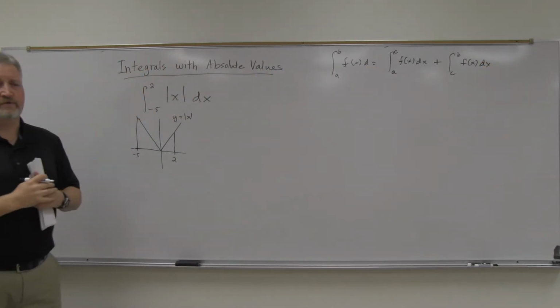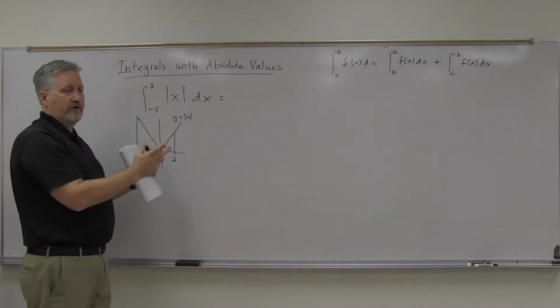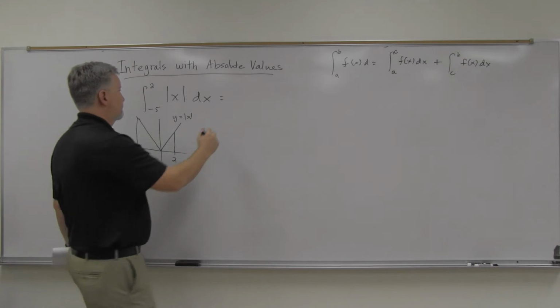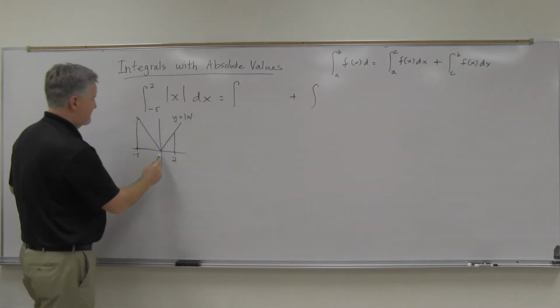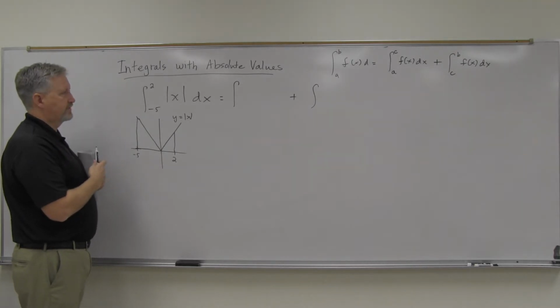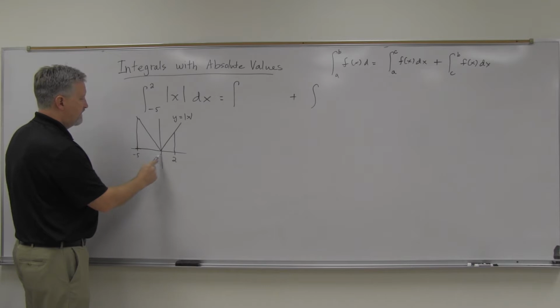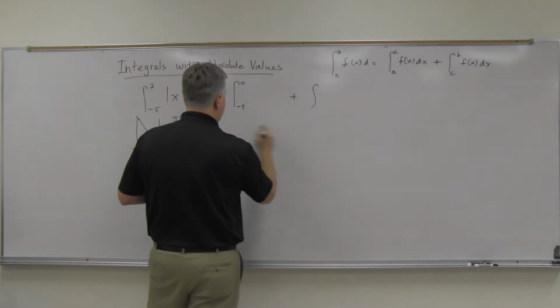And so that's what I'm going to do here: split this integral into two separate ones, first of all. Where I will split it, of course, is at this corner. For absolute values, that's where you typically want to split it up. So I'm going to go -5 to 0, and then 0 to 2.